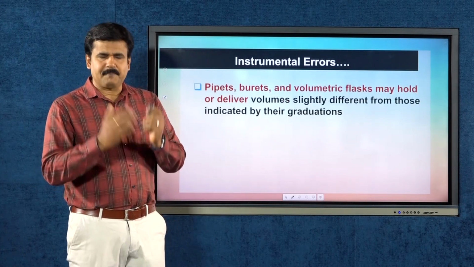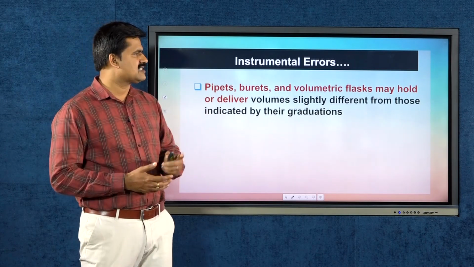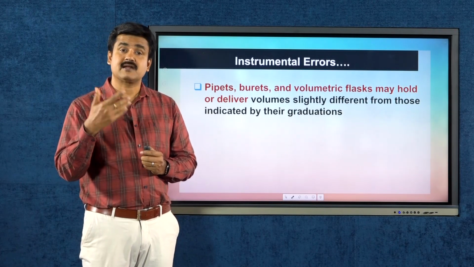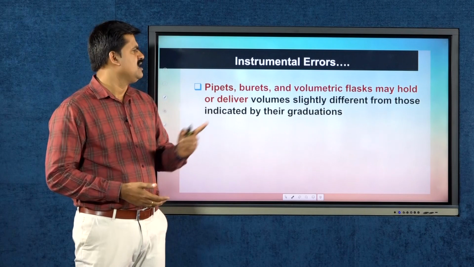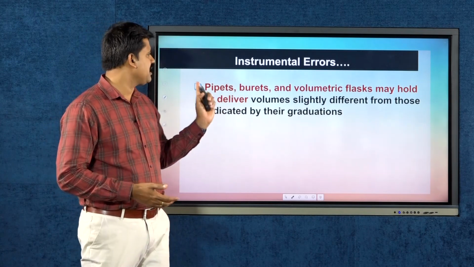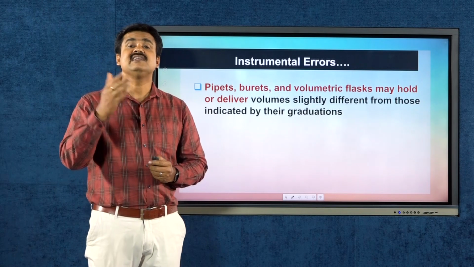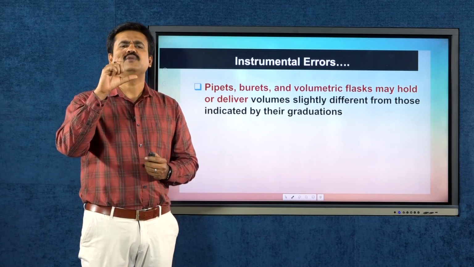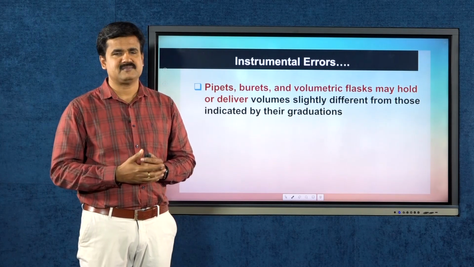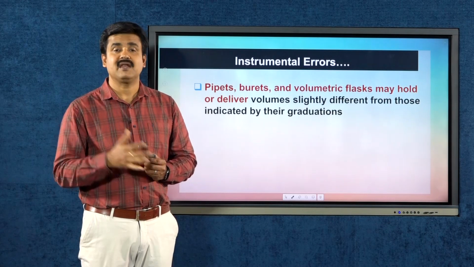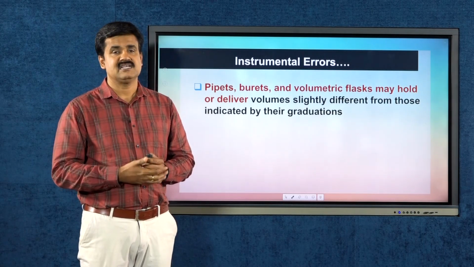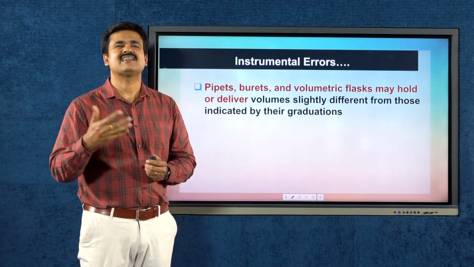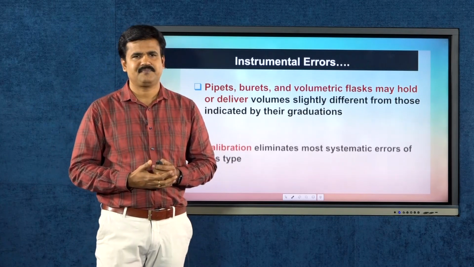So, pipettes, burettes, volumetric flasks, etc. are all associated with volumetric analysis, which is an important classical quantitative analysis. Pipettes, burettes and volumetric flasks may hold or deliver volumes slightly different from those indicated by their graduations. So, suppose a 20 ml pipette may sometimes deliver 19.9 ml of the liquid. In certain other cases, the delivered volume may be higher than 20 ml. This kind of error can be considered as instrumental error.